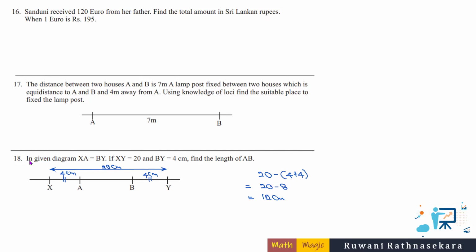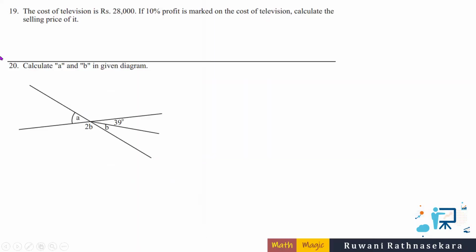Right. Now we are going to see the last two questions of the first paper. The cost of a television is 28,000 rupees. The price is marked at the sale, keeping a 10% profit. You have to find what the selling price is. The buying price of the television is 28,000 rupees. If it's marked keeping a profit of 10%, you have to find the selling price including the 10% profit.